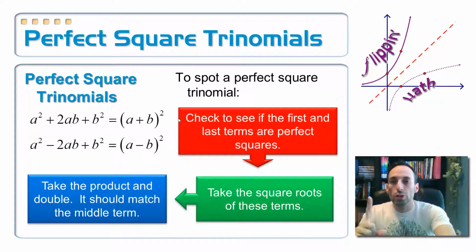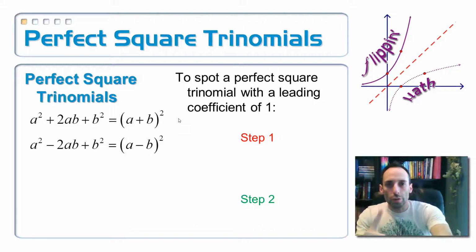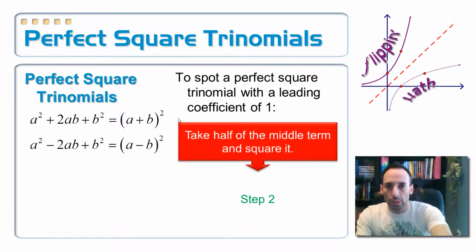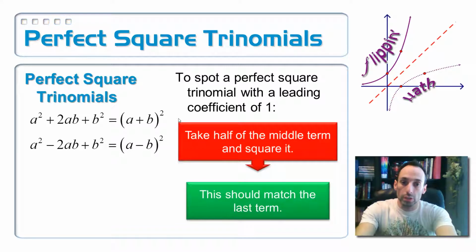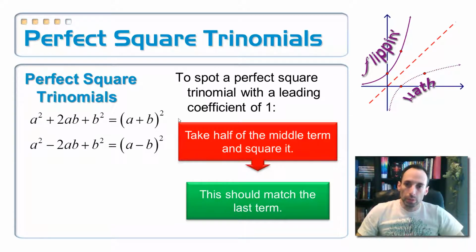Now, there is a shortcut to this if your leading coefficient is 1. Alright? So if the leading coefficient is 1, this is very, very simple. All you have to do is take the middle term, take half of it, and then square it. If that matches the last term, you know it's a perfect square trinomial. Okay? So let's practice this on a couple of these perfect square trinomials so you can see these things in action.